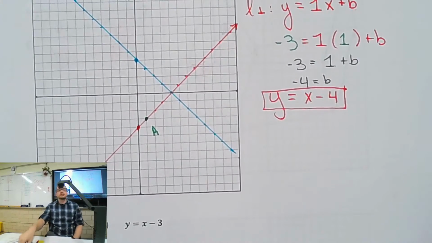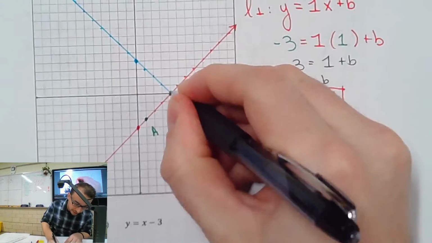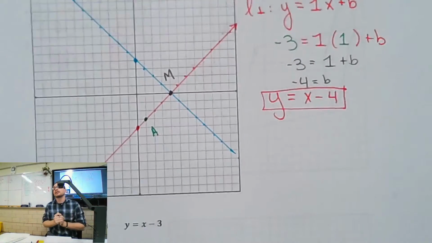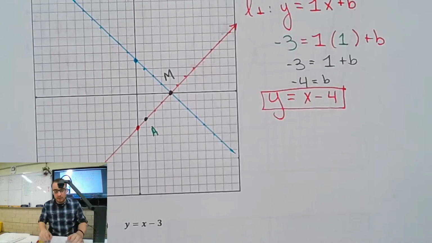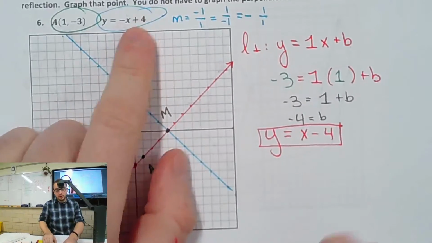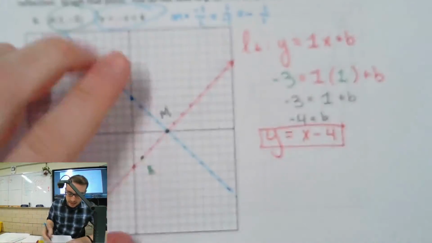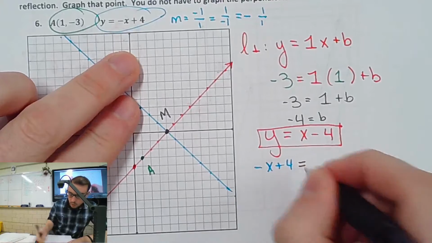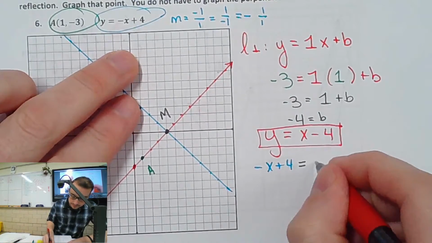Now we need to figure out where these lines intersect. Well, it looks like they intersect there. Okay, sure. But that's because the numbers are nice. Let's practice finding it just in case the numbers aren't. How do we figure out where two lines intersect? With their equations. What do we do with the equations? We set them equal to each other. They both equal y, so they should equal each other. Negative x plus 4 should equal x minus 4. The question is where, and that'll be our intersection.